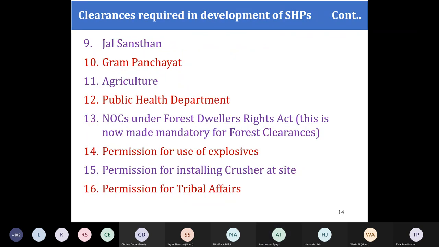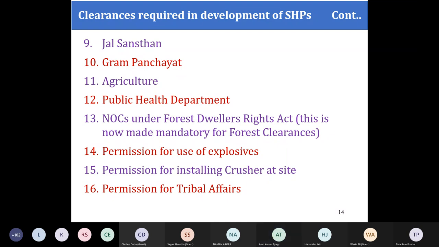Now, Jal Sansthan is, in our case, the body which uses drinking water and provides permission for construction of micro hydro projects.